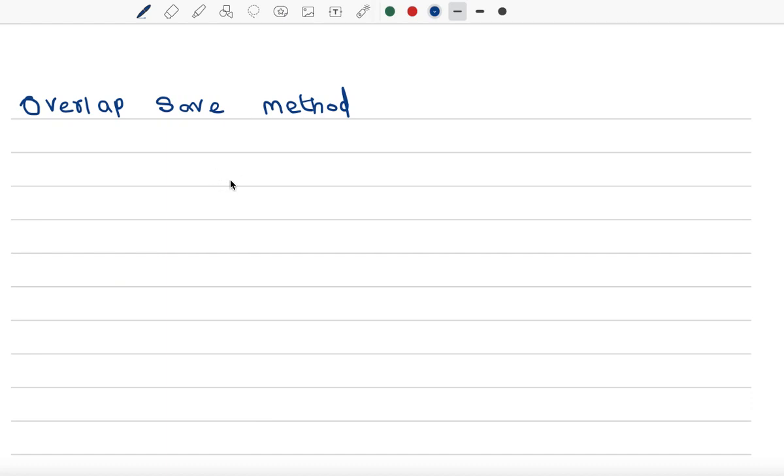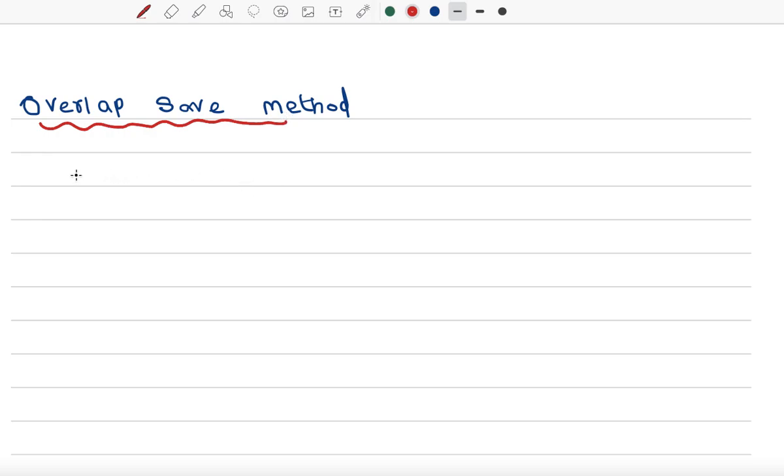Save method. So this overlap save method is nothing but a method using which we can compute the DFT of a long data sequence. Usually we are in the practice of taking a small finite sequence and applying the DFT to it. So this overlap save method is used to find the DFT of long data sequences. First of all, let's go through the steps involved in this overlap save method.